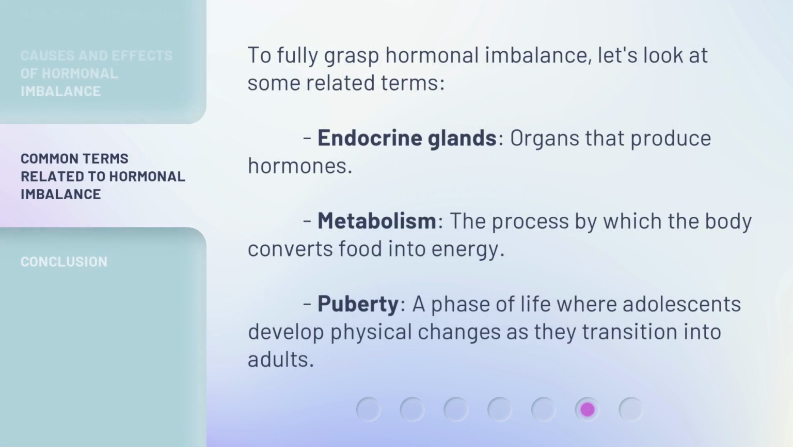To fully grasp hormonal imbalance, let's look at some related terms. Endocrine glands: organs that produce hormones. Metabolism: the process by which the body converts food into energy. Puberty: a phase of life where adolescents develop physical changes as they transition into adults.